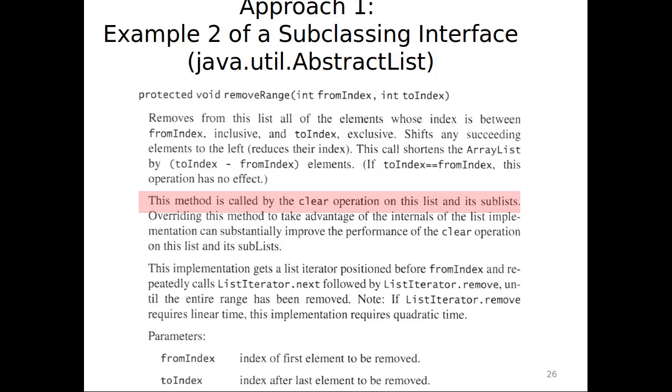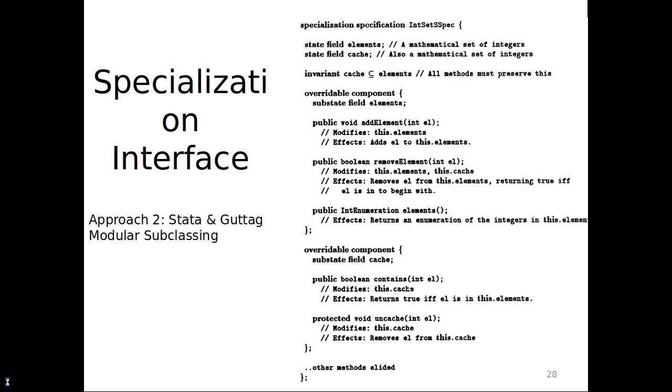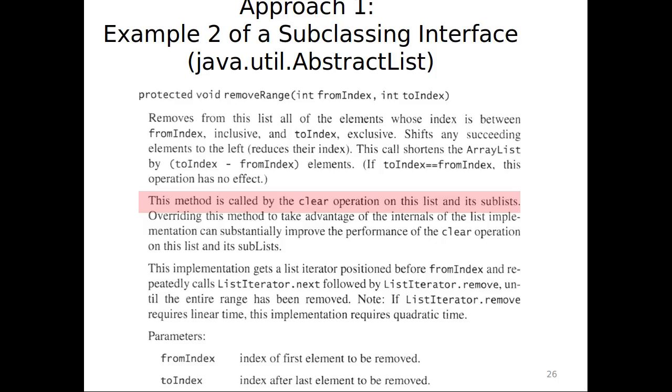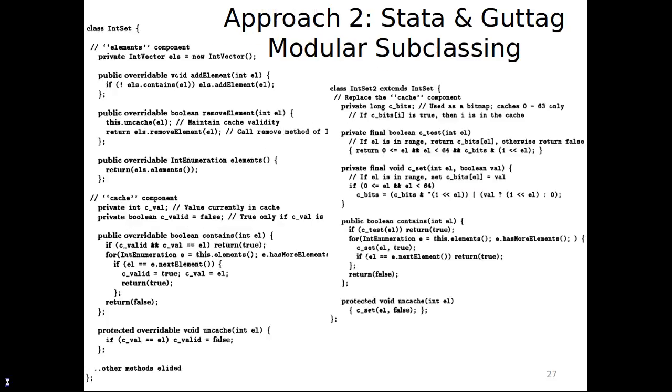Here's another example. This is from java.util.AbstractList. Here, removeRange. The comment here is: this method is called by the clear operation on this list and its sublists. Overriding this method to take advantage of the list implementation could substantially improve the performance of the clear operation on the list and sublists. So here it's providing information to subclassers about what calls what, what is called by what. This is an example of a subclass-oriented interface. Okay, this is one type of information that can be provided. Who calls what? Does addAll call add? Does isPositive call getValue or not?